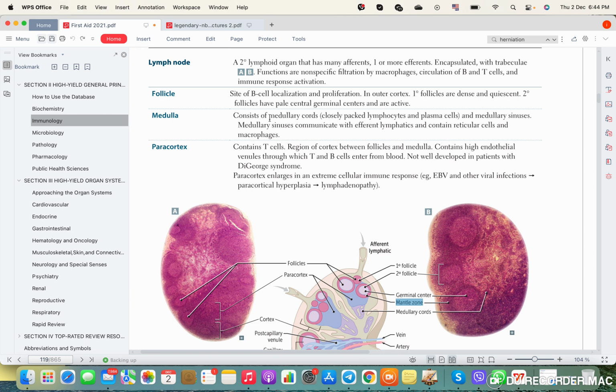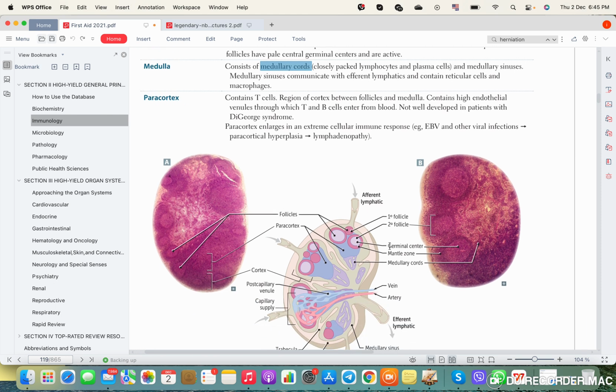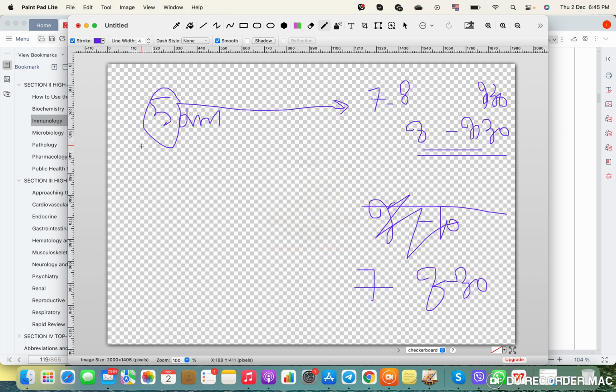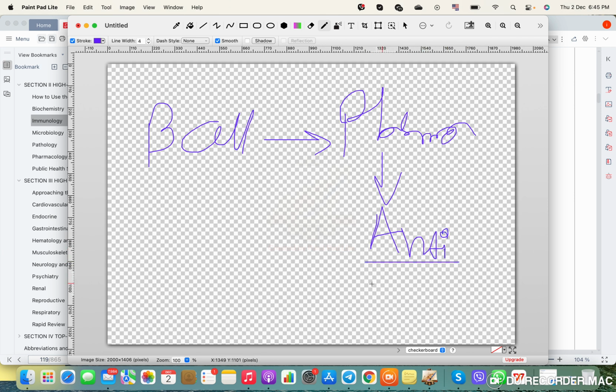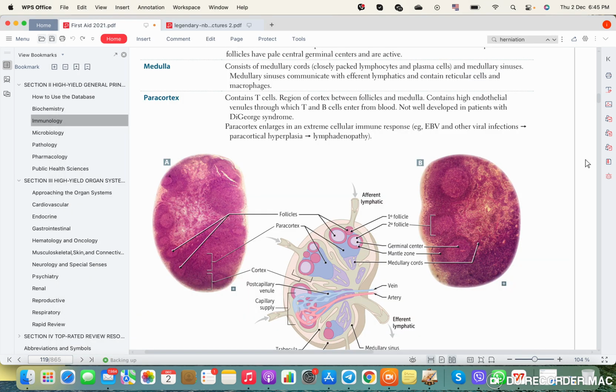So the medulla consists of something called medullary cords. These medullary cords are basically a lot of plasma cells. You are like, wait, what is a plasma cell? Well, just know it like this. A plasma cell is a B cell that matures. When a B cell finishes its education, it becomes a plasma cell, and the plasma cells start producing antibodies. If you want to produce an antibody, B cells cannot do that. It must convert into plasma cells, and the plasma cells make the antibodies. Okay, so the medullary cords are closely packed lymphocytes and plasma cells, and medullary sinuses.